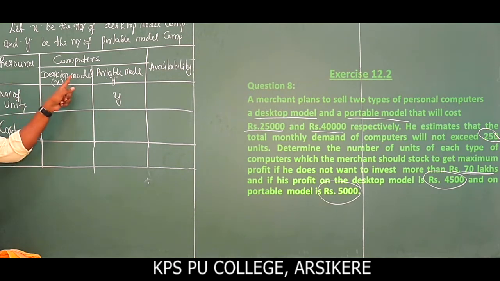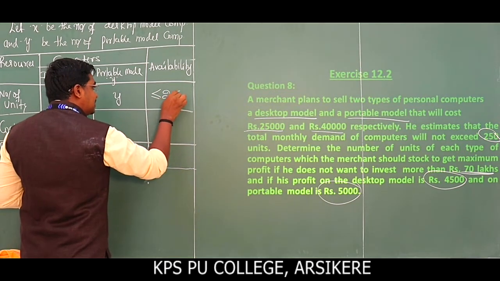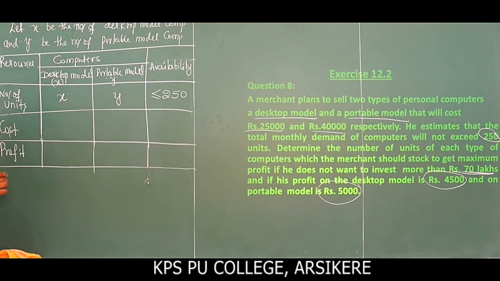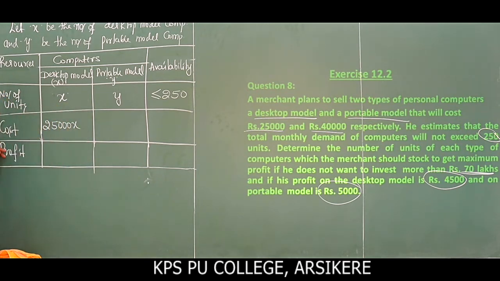So the total sum of the desktop model as well as the portable model cannot exceed 250, which means the sum of these two must be less than or equal to 250. Come to the second one, cost. For one desktop model computer, cost is 25,000. For two, 25,000 into 2. Similarly for X number of units, that becomes 25,000 into X. So this is the total cost the merchant invests on desktop model computers.